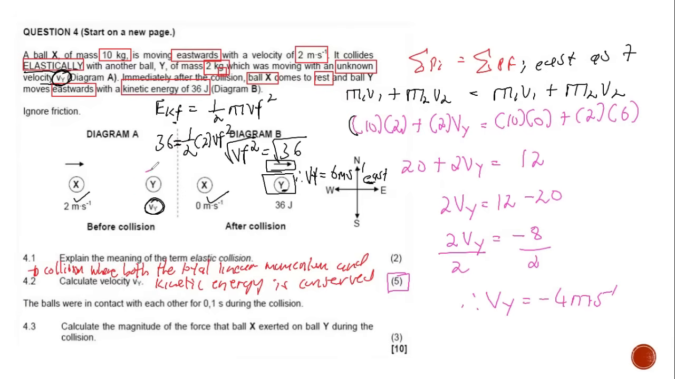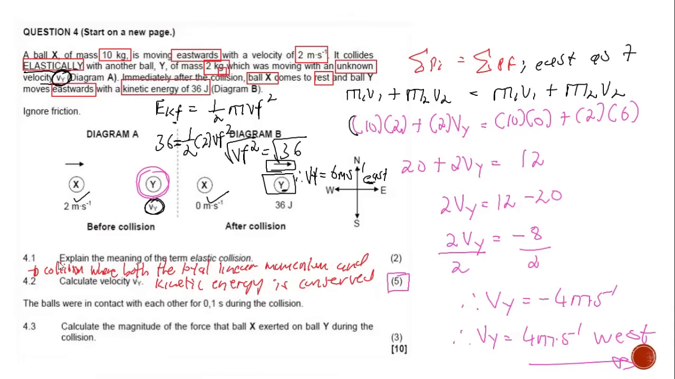As we can see with this one, they did not indicate the arrow. That means they needed you to find the magnitude and also the direction. So hence they did not indicate any arrow here. With the negative here, because we took east as positive, we're going to say therefore Vy is 4 meters per second. To which direction? West. So we found both the magnitude and the direction of that velocity. Okay, so 5 marks in the bag, just like that.